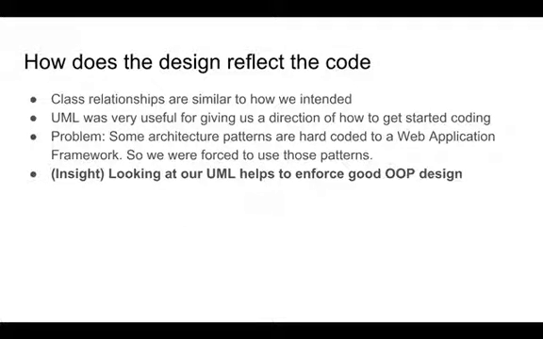How does the design reflect the code? Well, the design should always reflect the code because we spent time making it and it will help us make code. Specifically, we found that class relationships are similar to how we intended. The classes between a journal and a vendor are very similar, and we coded it in such a way. The UML was very useful for giving us a direction on how to get started coding. It acted as a starting point where we can direct where our classes are pointing to and see how classes are related to each other and how they interact with each other.